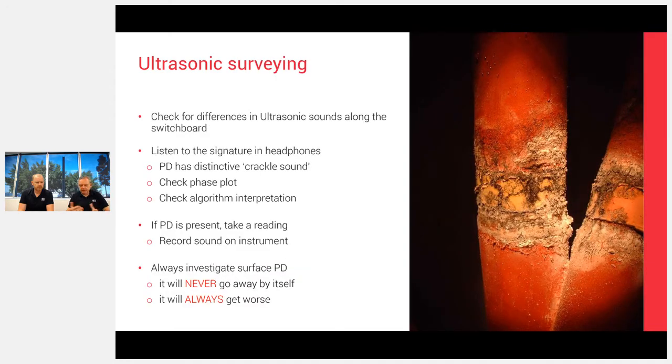So an overall very quick summary of how we do ultrasonic testing is we test everything. We test all the chambers. We're listening for differences along the switchboard. We're listening for that distinctive crackle sound, the frying pan sort of sound that you get from PD. When you're using the instrument, I'm going to go through that we check the phase plot and we check the algorithm to give us better interpretation.